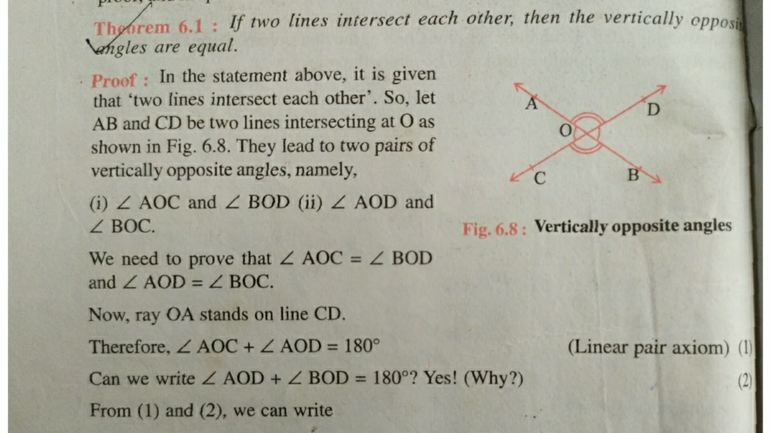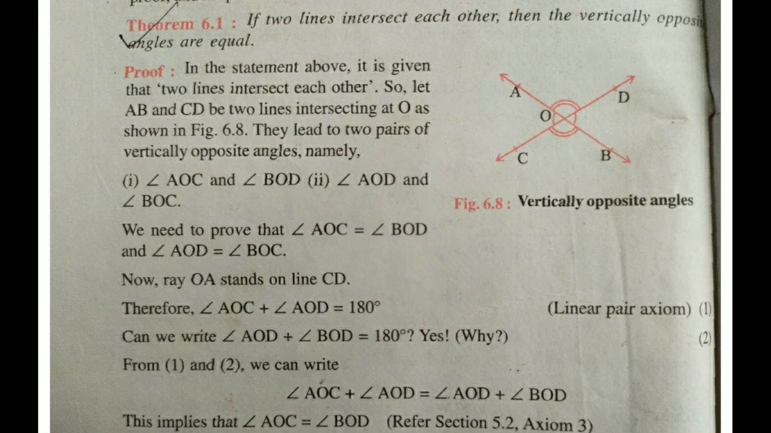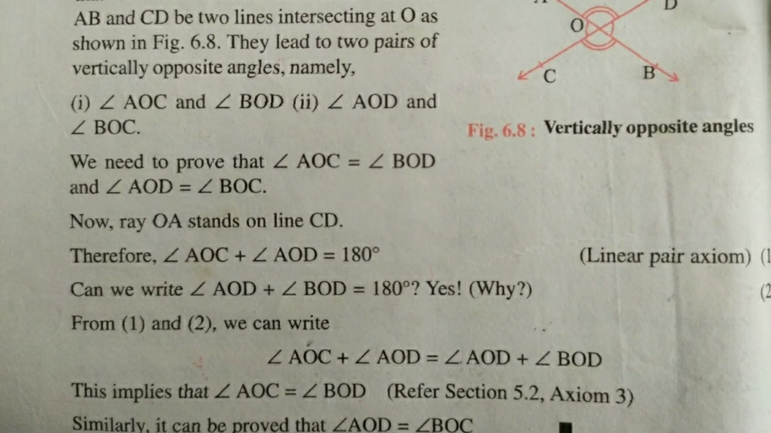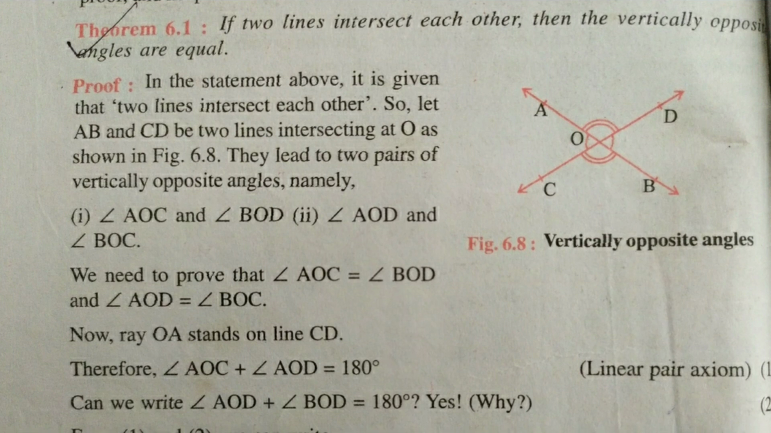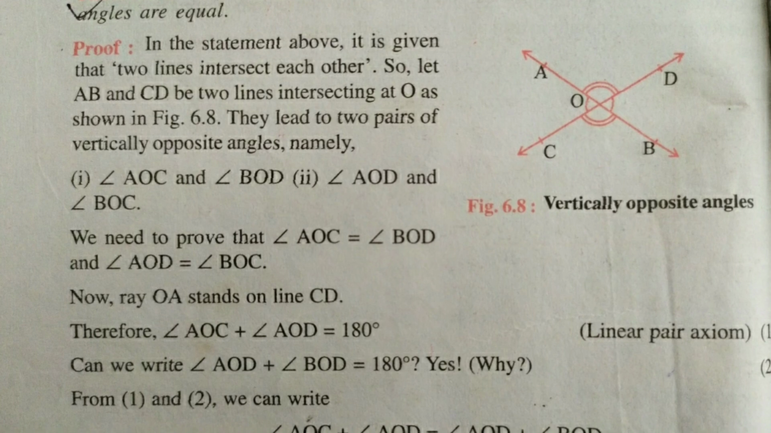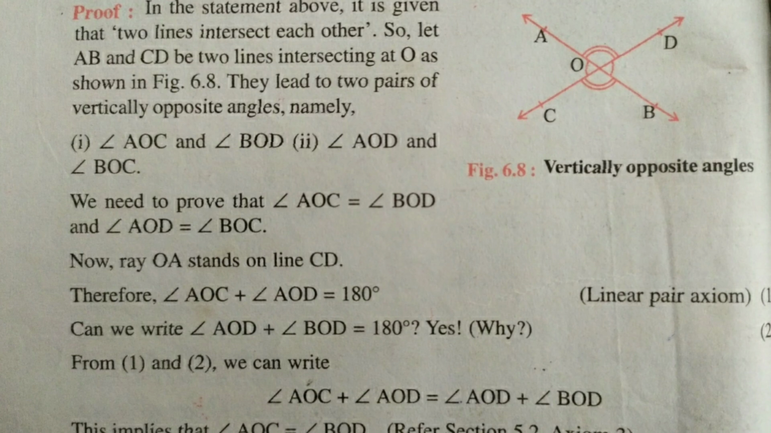So how will we prove it? Ray AO stands on CD. Therefore angle AOC plus AOD equals 180 degrees, because as a ray stands on a line, CD forms a line, which is 180 degrees. Similarly, ray OD stands on AB, so it will also be a line: AOD plus BOD equals 180 degrees.